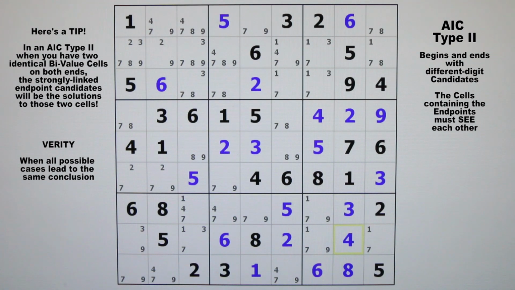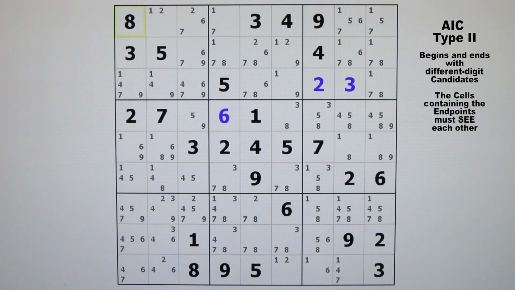All right, let's look at a different example. Let's take a look at example 2 in this particular category. So we're looking at an AIC type 2, which is an alternate inference chain that begins and ends with a strong link, and it begins and ends with 2 different digits. This one is going to be of 7 links. And we're going to use blue to yellow to be strong.